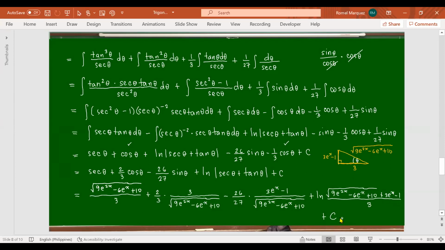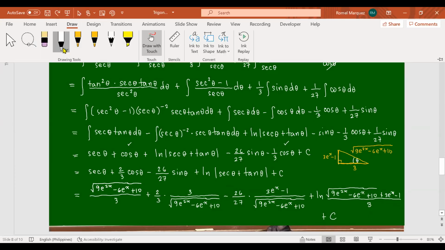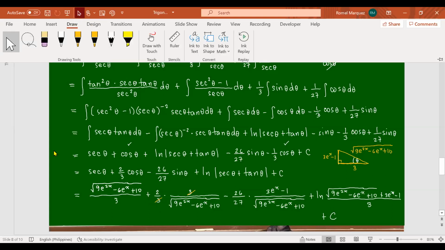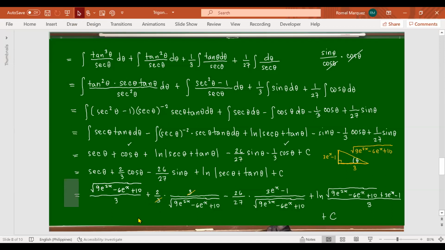Okay? Meron ba akong na-miss, children? So, simplify nyo lang. Actually, hindi pa yan ang simplified form. Simplify lang natin. Cancel na yan. And then, I will just copy everything.